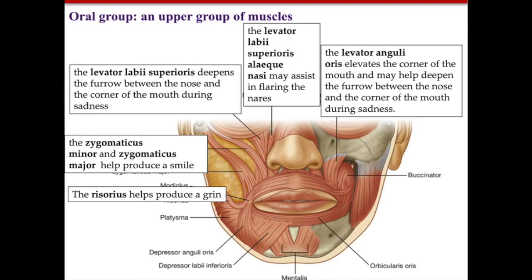Then there's the zygomaticus minor and major, which are these strips of muscle that you see there. And the risorius, which helps produce a grin. Okay, so this is pretty much it.